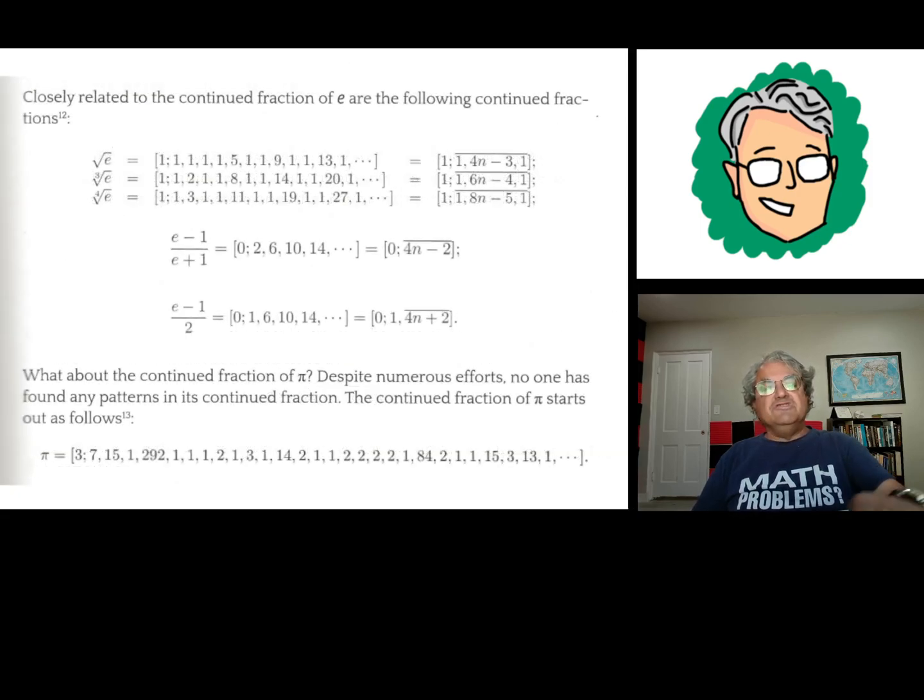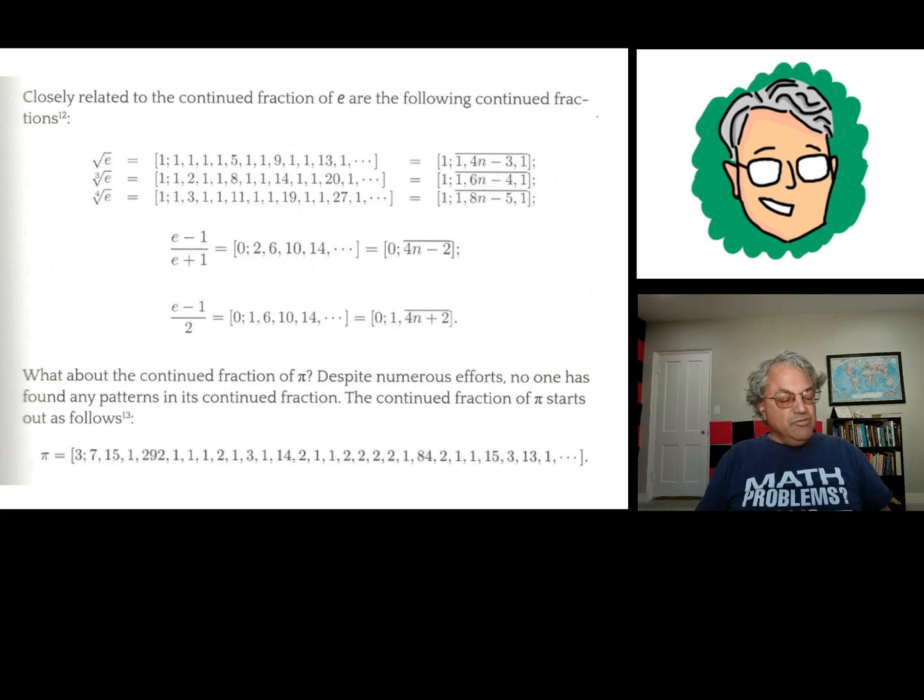But it turns out that there are a lot of other expressions involving e that have special forms to their continued fractions as well. As a matter of fact, if you look at the square root of e, this one has another pattern to it. It starts out 1, 1, 1, 1, 1, 5, 1, 1, 9, 1, 1, 13, 1, and so on. You can write this using the other notation as 1 semicolon, and then 1, 4n minus 3, 1, with the last three coefficients with a line above them, meaning again we start with n equals 1 and we keep increasing n each time by 1.